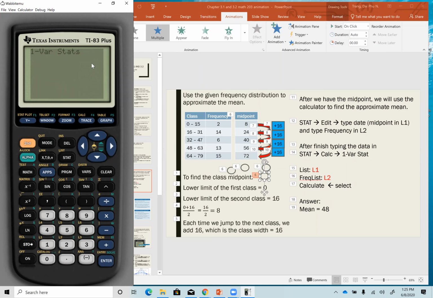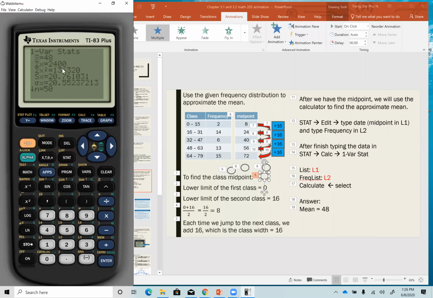If you have an 83, you have to manually write the command in. You have to type in L1, which is second, number 1. You type in L1, and then you have to hit comma, second, number 2 to tell it to calculate L1 and L2. So if you have an 83, you have to manually type in your command. You have to tell your calculator, take my L1 and my L2 and calculate it, okay? If you have an 84, you don't have this screen right here. You have the screen right here, which is your list, your frequency list, and your calculation. And then you press enter.